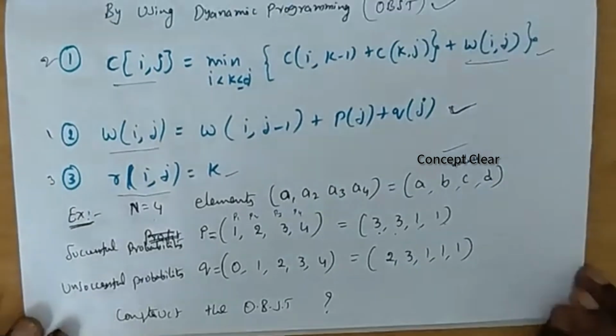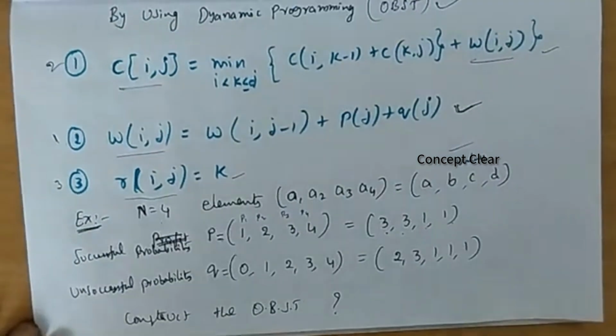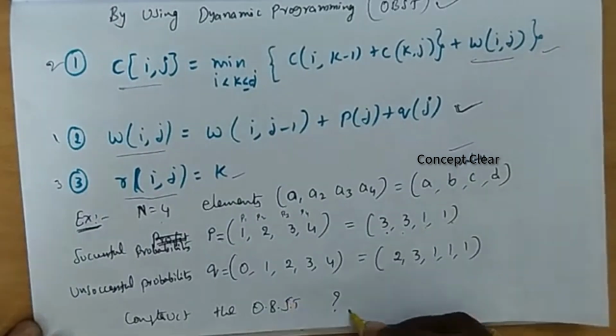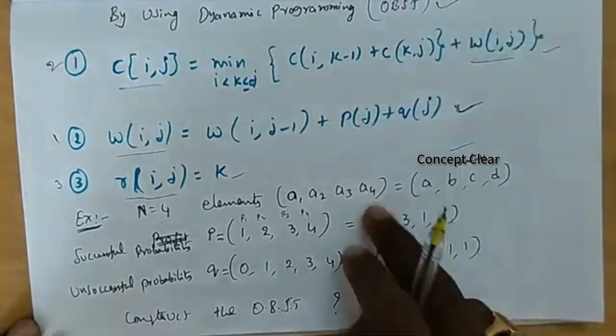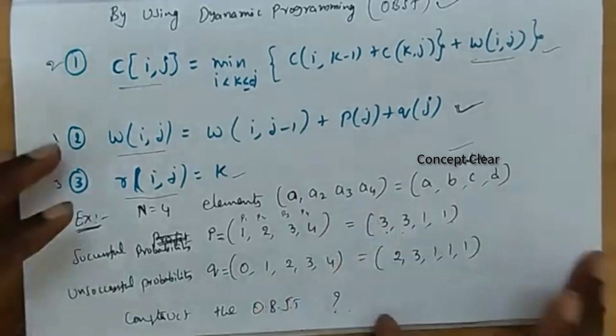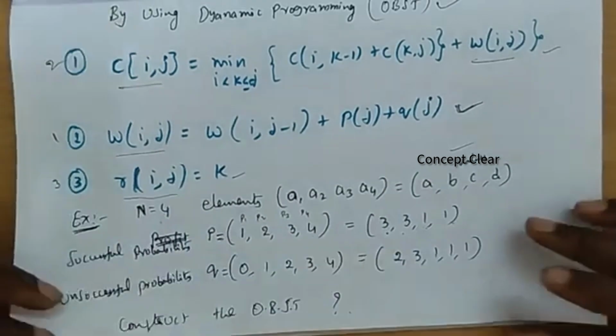Okay, and finally what do I have to do? Here we have to construct the optimal binary search tree. We have to construct the optimal binary search tree for these values. For these values, how to draw? We will discuss here.